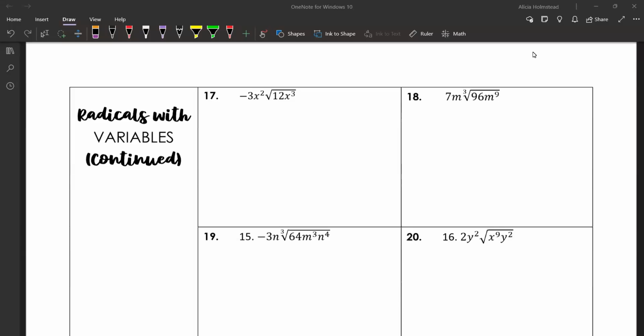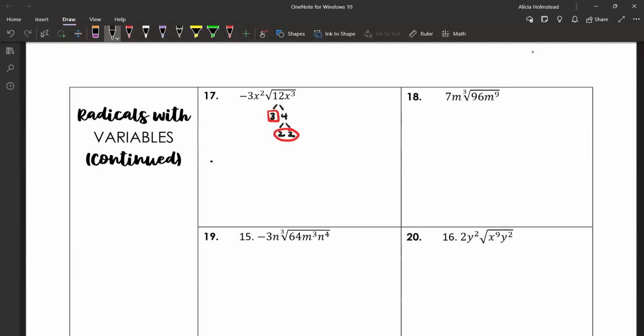Let's continue our discussion from the last page. So what's new here is we have variables out front. For this one, let's do the same thing that we've been doing and just make a factor tree for our numbers. So 12 is 3 and 4, 4 is 2 and 2. Our index is a 2, so we are looking for groups of two things. We've got two 2's and a leftover 3.